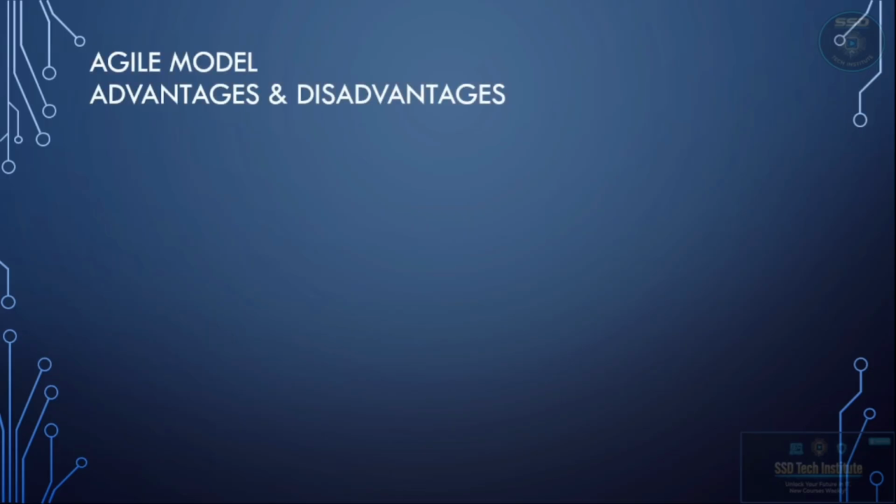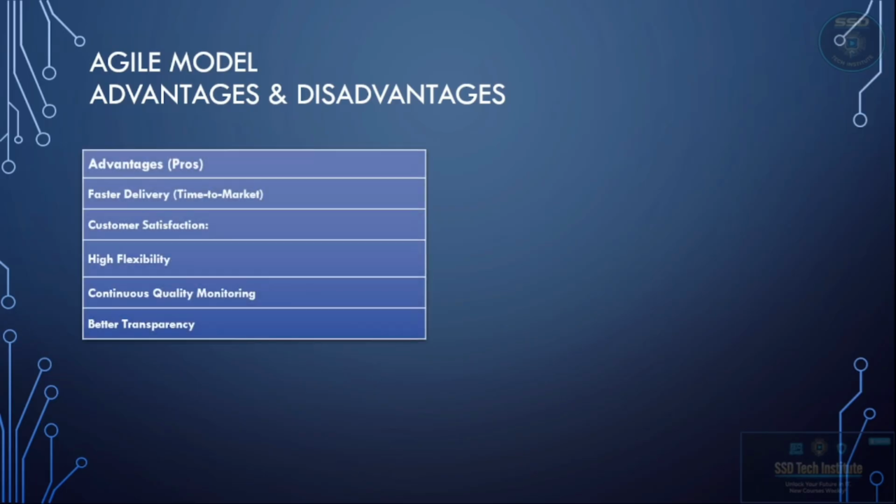So now let's look at the advantages first. Why is Agile called the king of modern development? The fastest delivery. Because we work in short cycles, the customer gets to see and use parts very quickly. This is called time to market. Customer satisfaction. The customer is involved in every step. They get to see the progress every 2 weeks, ensuring the final product is exactly what they wanted.